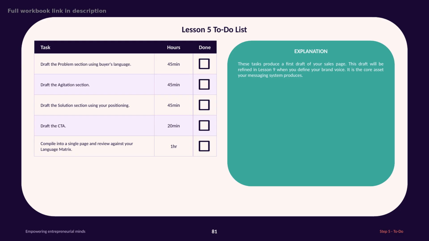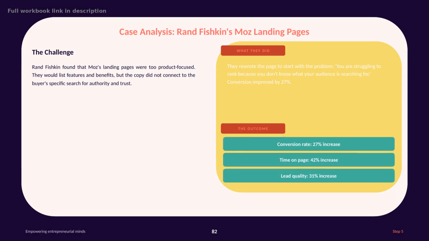These tasks produce a first draft of your sales page. This draft will be refined in Lesson 9 when you define your brand voice. It is the core asset your messaging system produces. Let's look at how Rand Fishkin approached this at Moz.